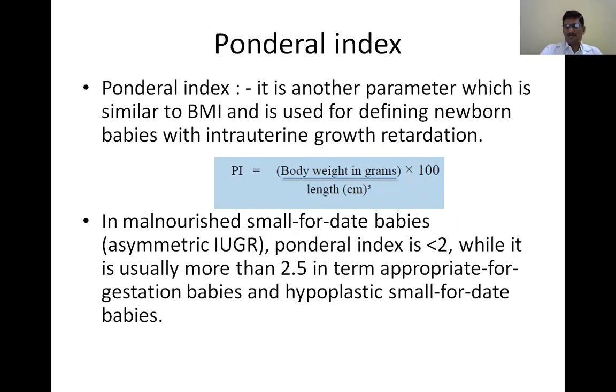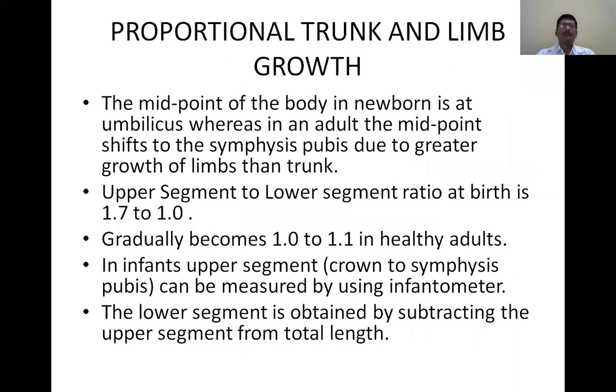One more index similar to BMI is used for newborn babies as well as babies with intrauterine growth retardation. For such babies, instead of BMI, we use the PI, that is the Ponderal index. Now, sometimes we can also measure, among the various diagnostic things, especially in a very young baby, how to distinguish between cretinism and pituitary dwarfism.